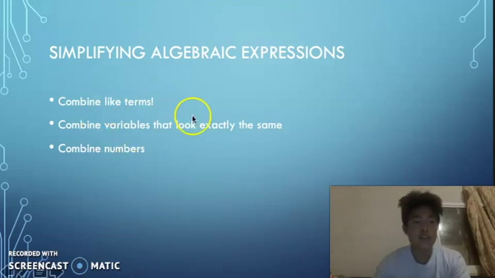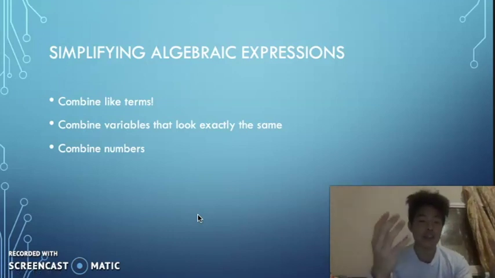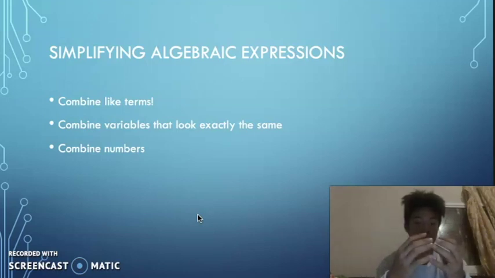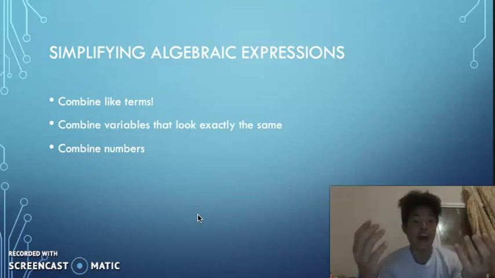If you get confused about combining variables that look exactly the same, what I want you to do is think about it like this. For example, you cannot add 3 apples and 3 oranges because they are two different fruits, okay? You cannot say you have 6 apple oranges, right? You can only add apples with apples and oranges with oranges. And this is the same with variables. You cannot add 3 plus x because they are not the same thing, right? But we can add x and x, and we can add 3 and 5, because they are the same kind of term.